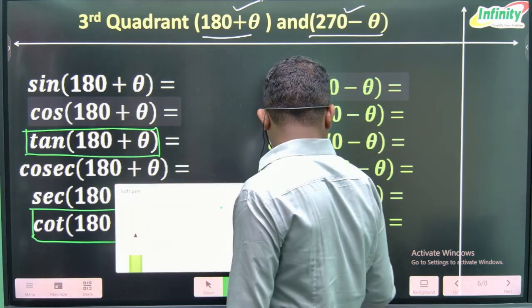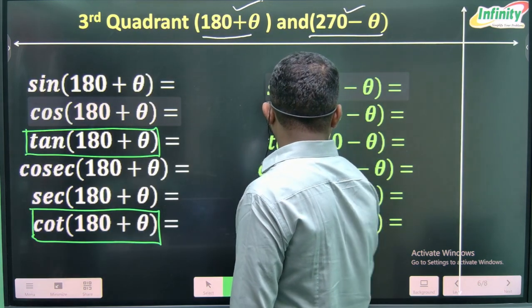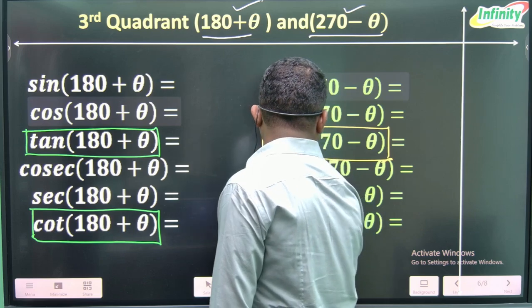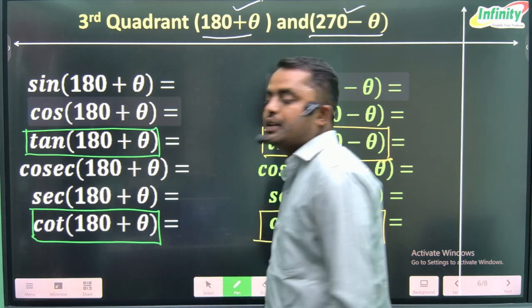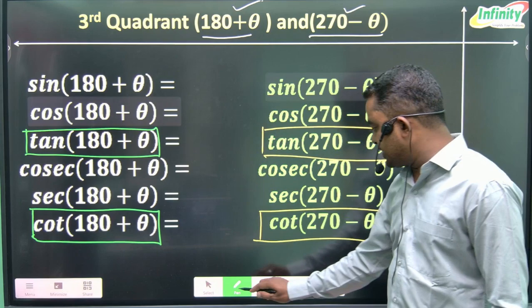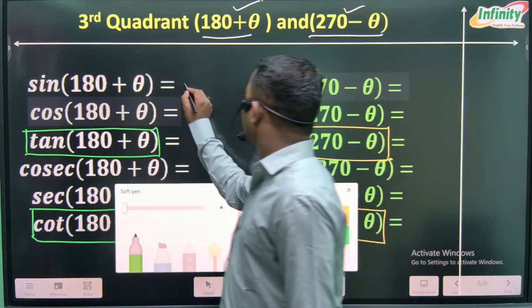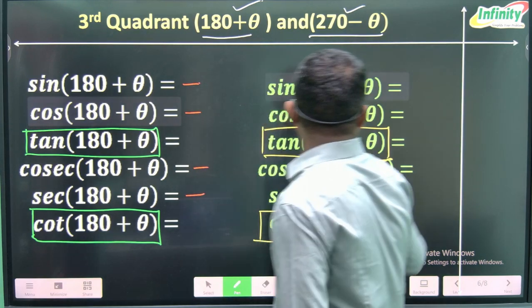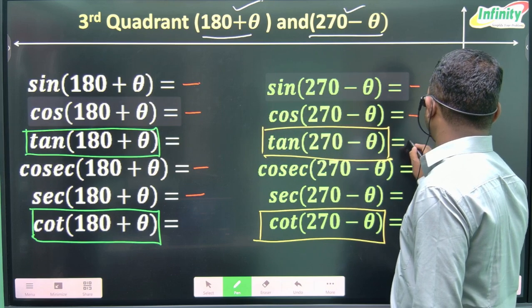Tan and cot are positive here. Tan and cot are positive, remaining are what? Negative. In the third quadrant only two functions are positive, remaining are negative. Write the minus sign here. Minus sign, minus sign, minus sign. Here also minus sign, minus sign, minus sign.